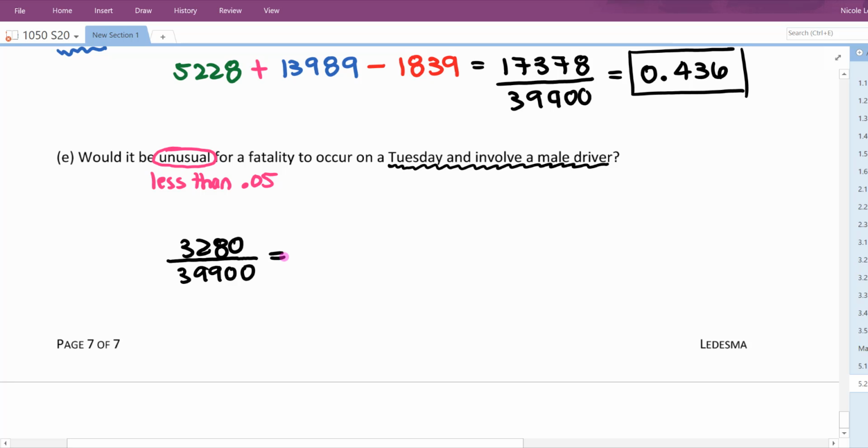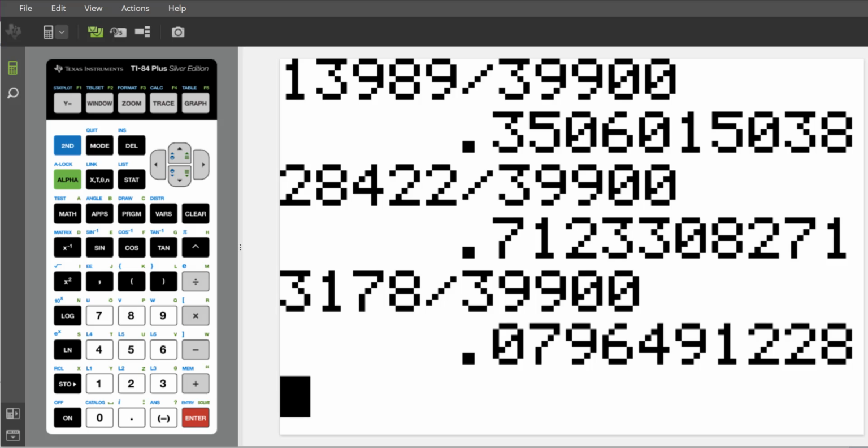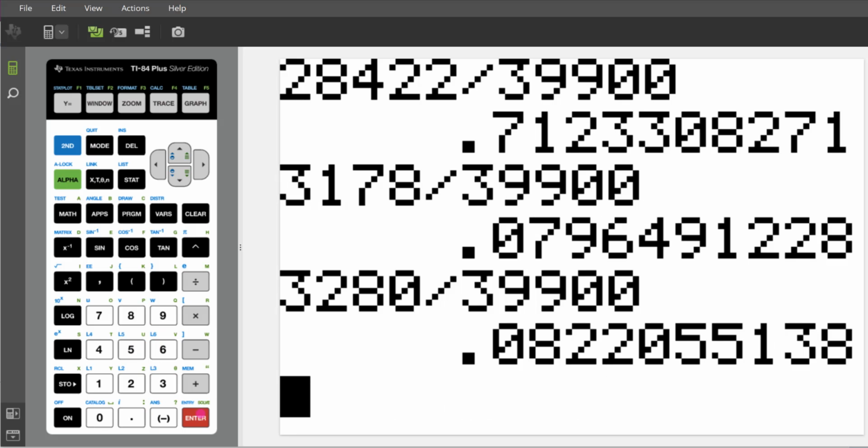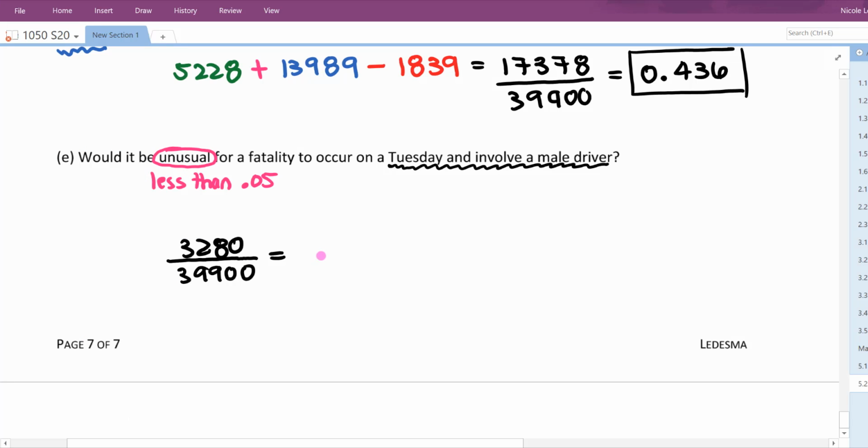Okay, and then let me go ahead and actually type this into the calculator to see what we'll get as our decimal answer. And I'll round it to the third decimal place. So since there's a 2 that comes after, the 2 will stay. So we're getting 0.082 as our probability.